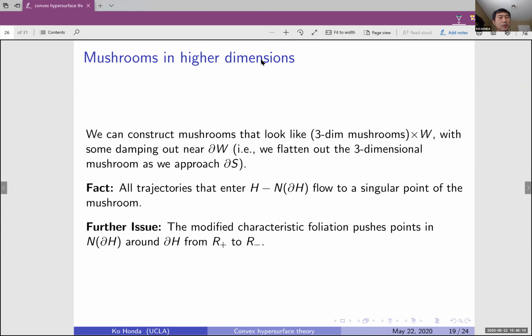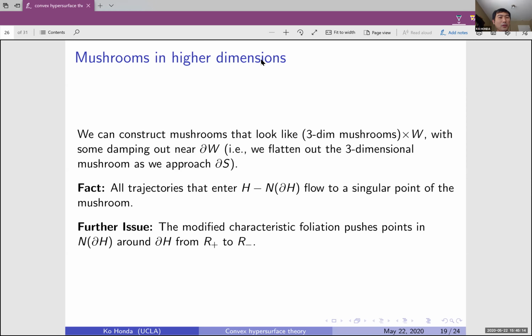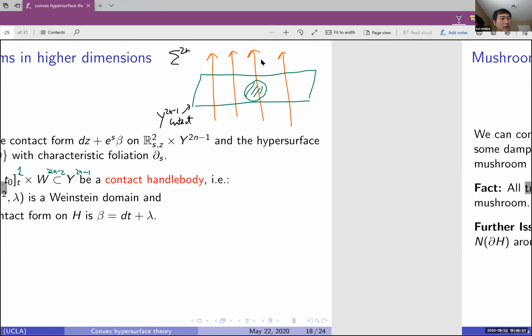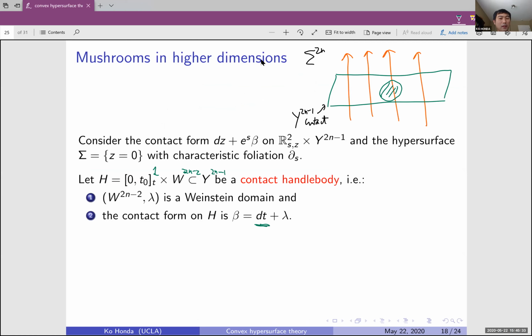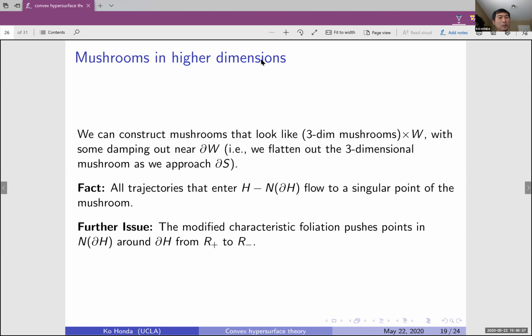And what you can do, you'll have to start trusting me on this at this point. You can start constructing mushrooms that look like three-dimensional mushrooms crossed with W, with some damping out near the boundary. So you have this W, and there's some sort of three-dimensional model, and you want to make some sort of hybrid of the two things. And the three-dimensional model only has this piece, right? It has a DT, and you want to do something to it. And then there's also a lambda portion. So we have to worry a little bit about damping out stuff near the boundary.